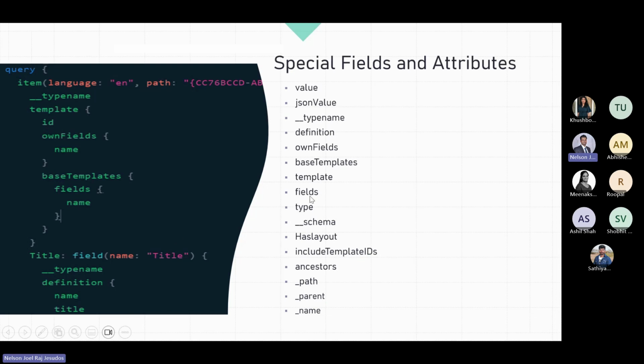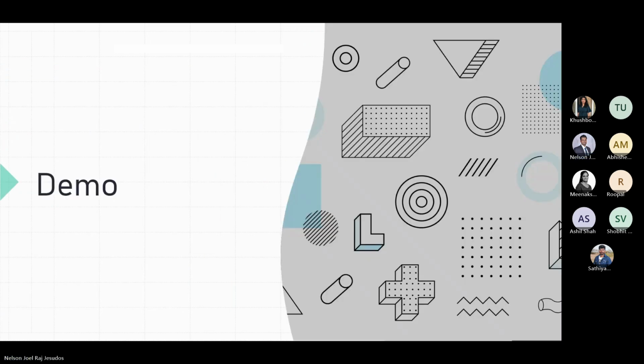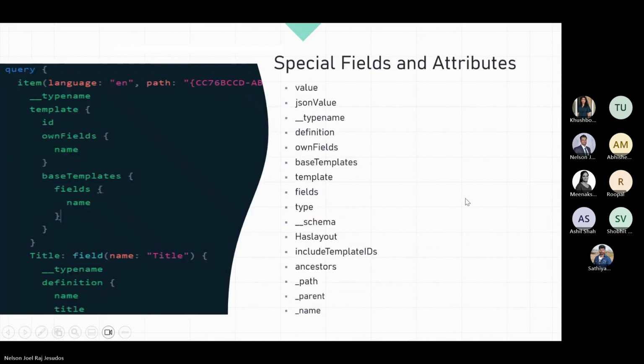There are two options for querying the item, which are fields and field. Field is something where you manually need to query which field you need to get the data from. For example, if you want to get the data from a title field, you need to put field, bracket, name colon title. But fields is an array, so you can get all the fields from the templates. Also schema, it will give what kind of schema we are using. Again, I will show that as well.